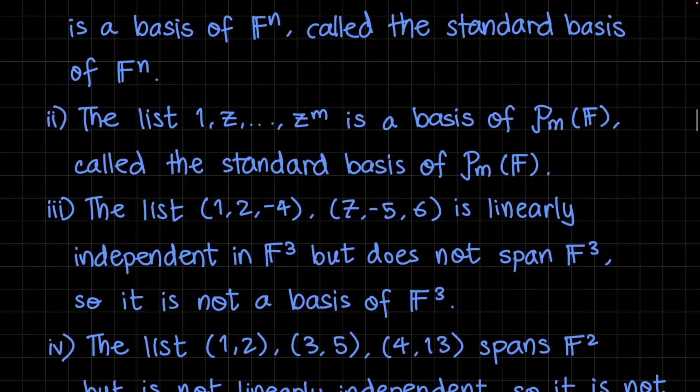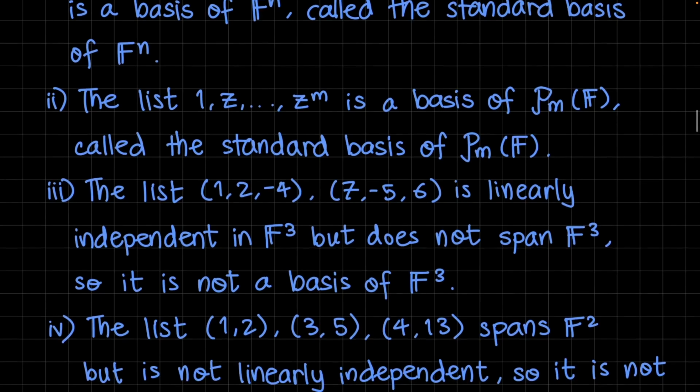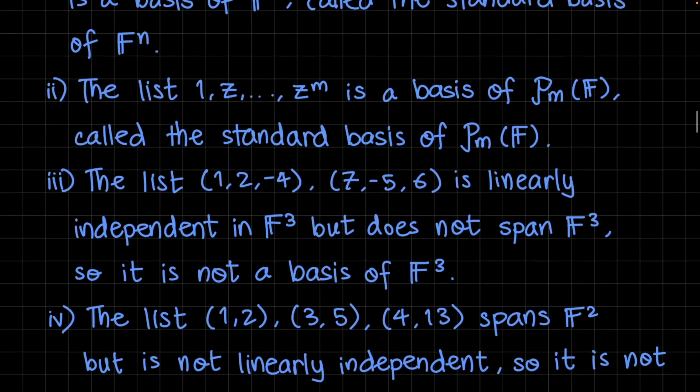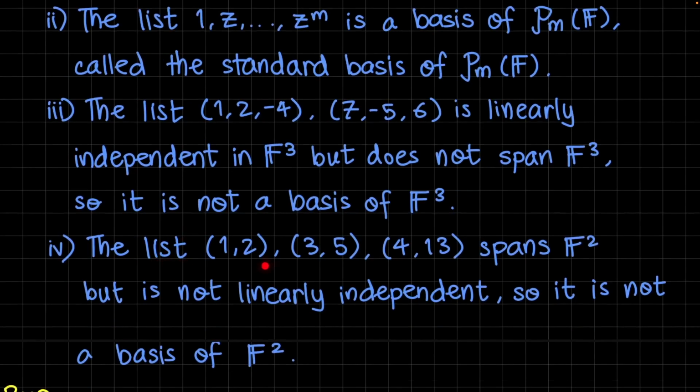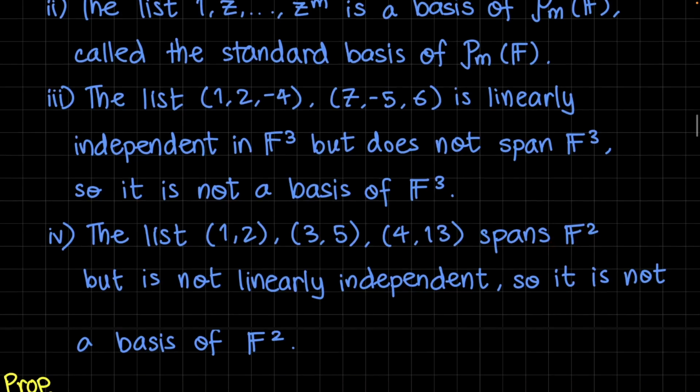And a few non-examples. The list (1, 2, -4), (7, -5, 6) is linearly independent in F^3, as you can check, but does not span F^3, because to span F^3 you need 3 vectors. So it is not a basis of F^3. The list (1, 2), (3, 5), (4, 13) spans F^2, but it is not linearly independent. So again, it is not a basis of F^2.